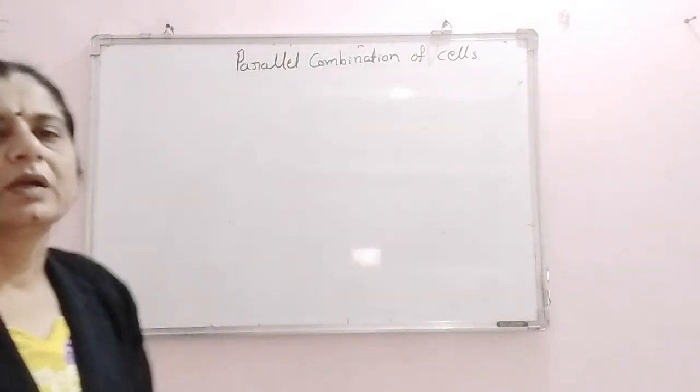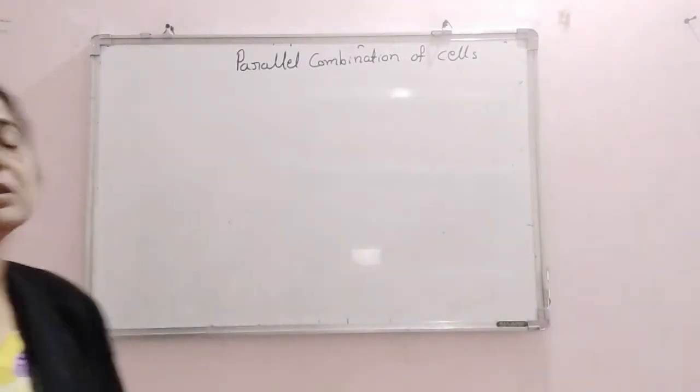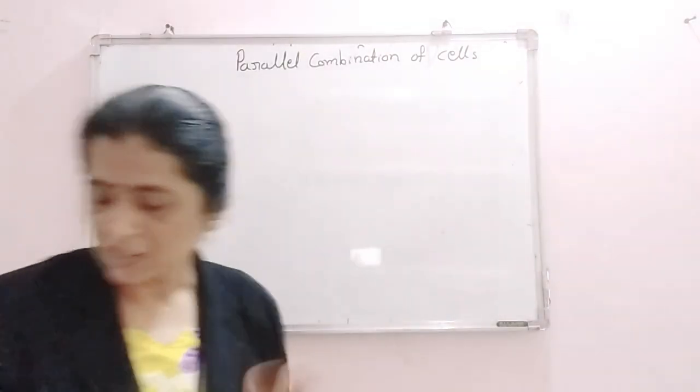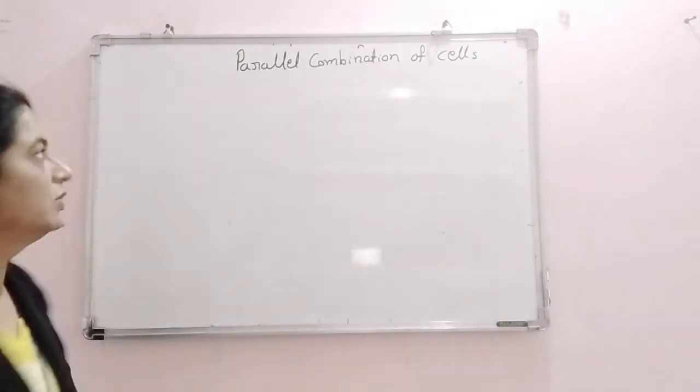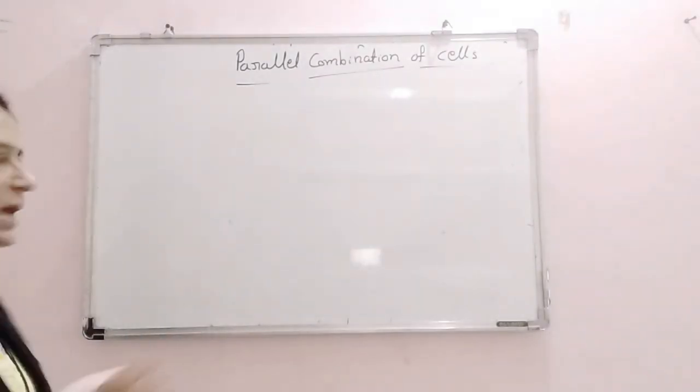Hello. In video number 7, we studied the series combination of cells. Today, we are going to see the parallel combination of cells. In a parallel combination of cells, cells are connected in parallel.